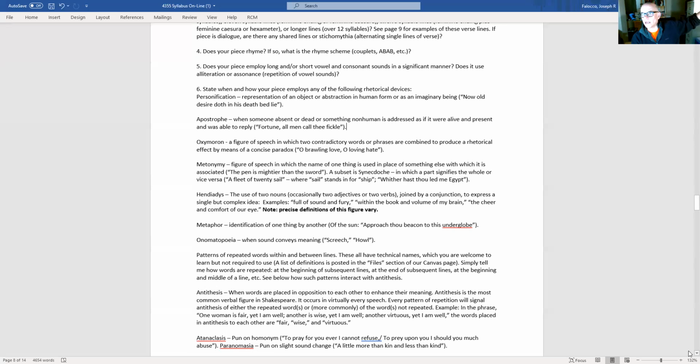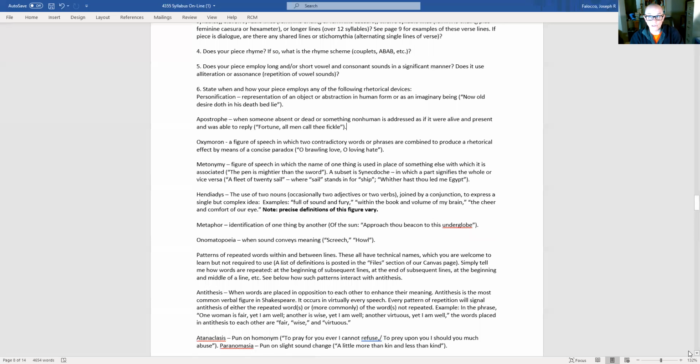Okay, so I put a cheat sheet of grammatical figures in the file section of our Canvas page. If you want to learn the precise names for all these figures of repetition, you are welcome to do so. I don't expect you to. You can leave that for graduate school.